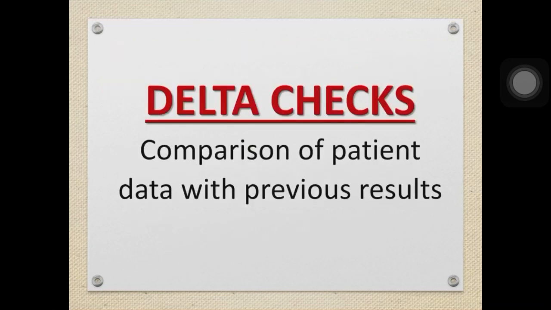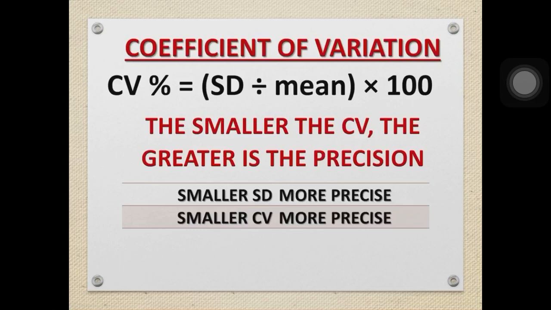Delta check, comparison of patient data with previous result. Coefficient of variation, how do we compute for CV? Standard deviation divided by the mean. So, yung sagot po dito, times 100. The smaller the standard deviation, the smaller the CV, ibig sabihin, mas precise po yung method.